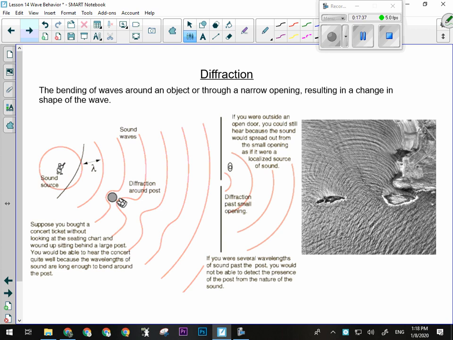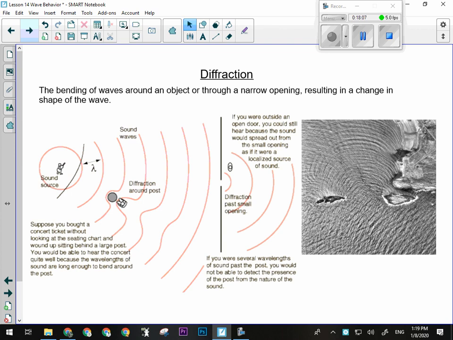Diffraction is the last behavior of waves that we're going to talk about. Diffraction happens when waves have to either go around an object or through a narrow opening. We all know that one of the things we instinctively do if we want to increase the ability of our voice to carry is, first, obviously increase our volume, and then instinctively we do this.